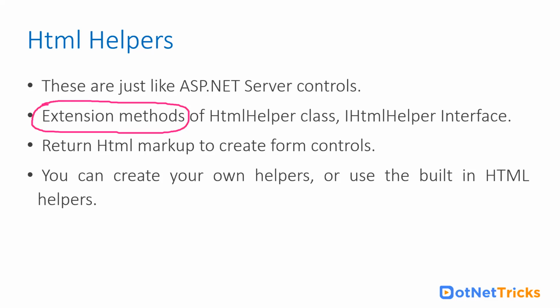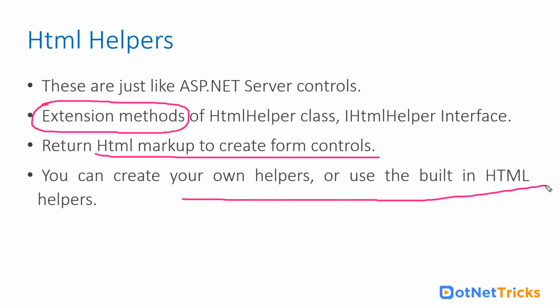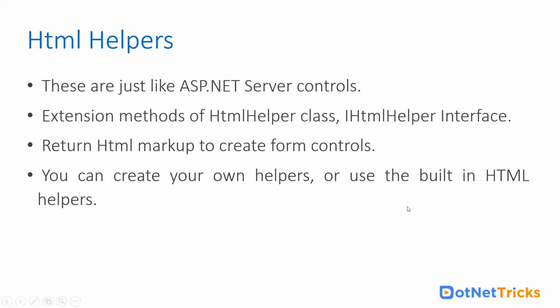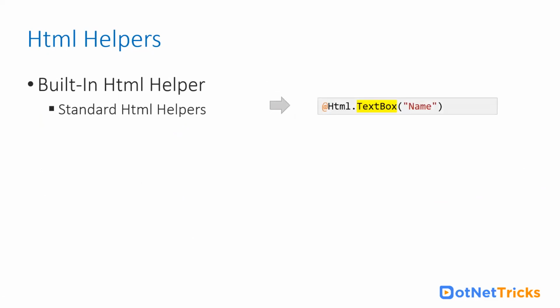In the same way we have the HTML helpers, and HTML helpers return the HTML markup to create the form controls. You can even create your own helpers in a similar way. Just create a static class and a static method, and using that you can create your own custom helper. What are the different types of HTML helpers we have? We have built-in HTML helpers and custom HTML helpers.